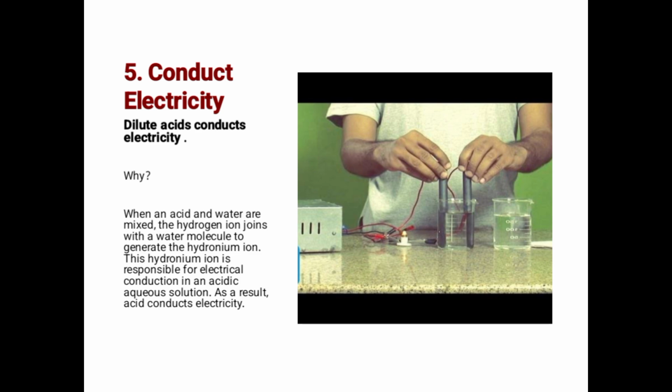Why? When an acid and water are mixed, because they are now dilute, the hydrogen ion joins with the water molecule to generate hydronium ion. That means you have H+ from the acid plus H2O to give H3O+. That is what is being generated. The hydronium ion is the one responsible for the conduction of electricity in aqueous solution. So dilute acids conduct electricity.